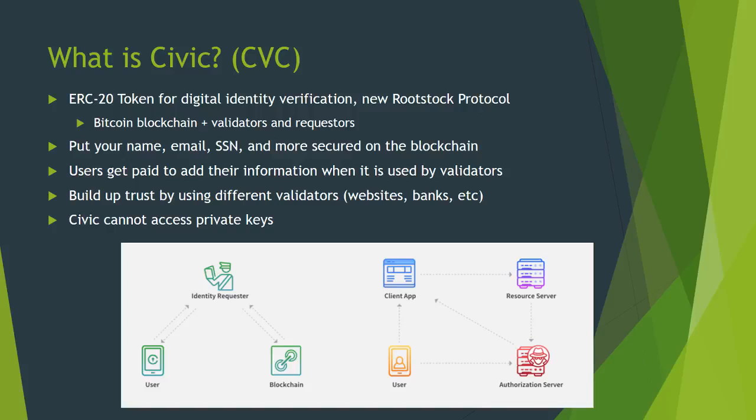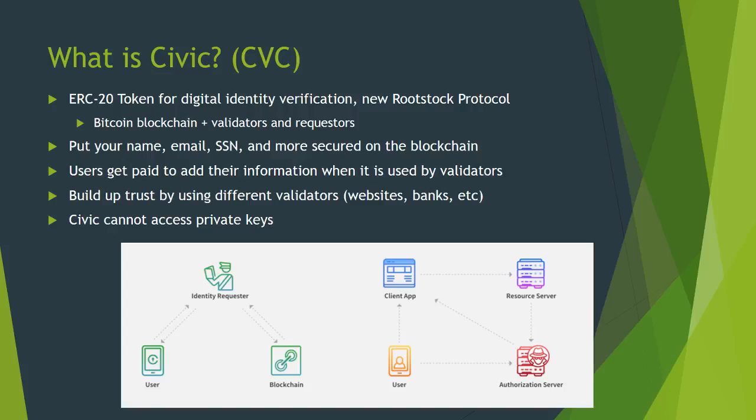The way it works is that currently Civic is an ERC20 token, so it's on the Ethereum blockchain, and it's going to be moved over to the Rootstock blockchain, which is a new protocol that is built on the Bitcoin blockchain, but it adds identity requesters and validators.